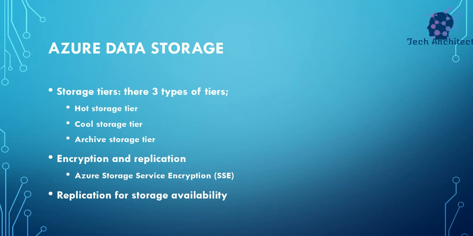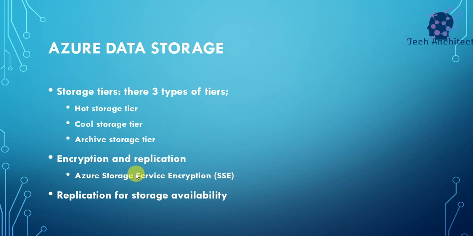Storage tiers. There are three types of storage tiers: hot storage tier, cool storage tier, and archive storage. Hot storage is for storing data that is accessed frequently, while the cool storage tier is for data that is infrequently accessed and stored for at least 30 days. The archive tier is for data that is rarely accessed and stored for at least 180 days, with flexible latency requirements.